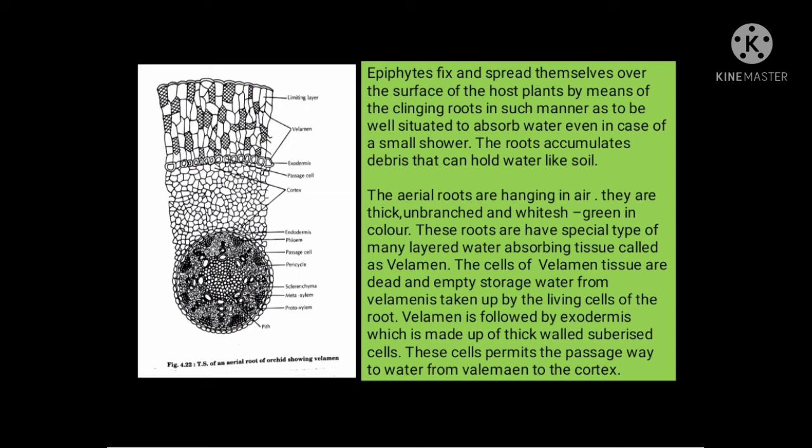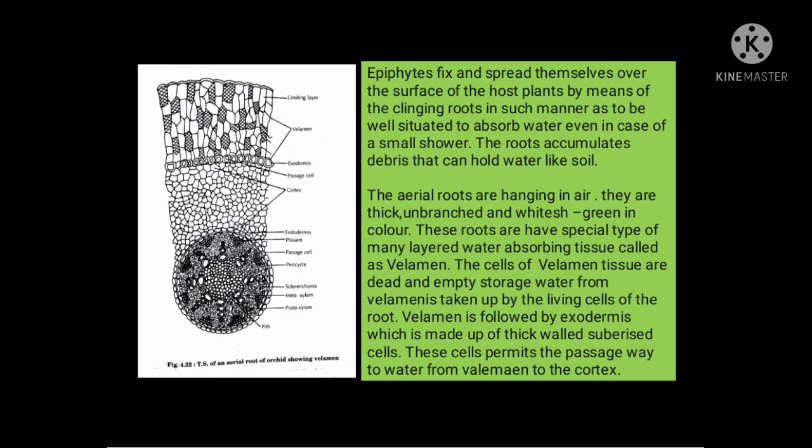The aerial roots are hanging in air. They are thick, unbranched, and whitish or green in color. These roots have a special type of many-layered water-absorbing tissue. It is called velamen. While we observe the anatomy of that root, there is a presence of such velamen tissue.